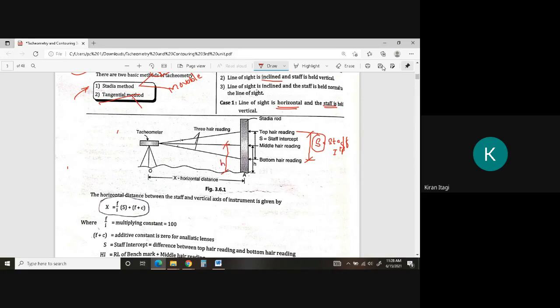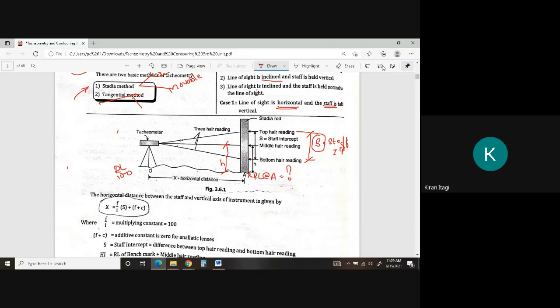Means if you want to take the levels, see here, he has given the RL of 100, and you want to determine the RL at this point, RL at A, then which hair will you use? You will use the middle hair. Keep it in mind, very important. If you take the top hair, you will get a different reading. If you take the bottom hair, you will get a different reading. Only keep this in mind.